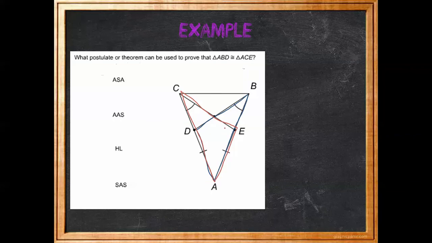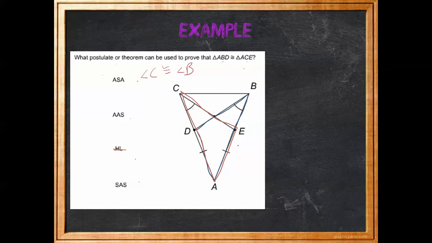So what we want to do is prove that these two triangles are congruent. First of all, we don't have a right angle symbol, so we automatically know that we can't use hypotenuse leg. Now let's look at what information we're given. We're given that angle C is congruent to angle B, and those are corresponding angles. If you look here, angle B and angle C are in the same spot.